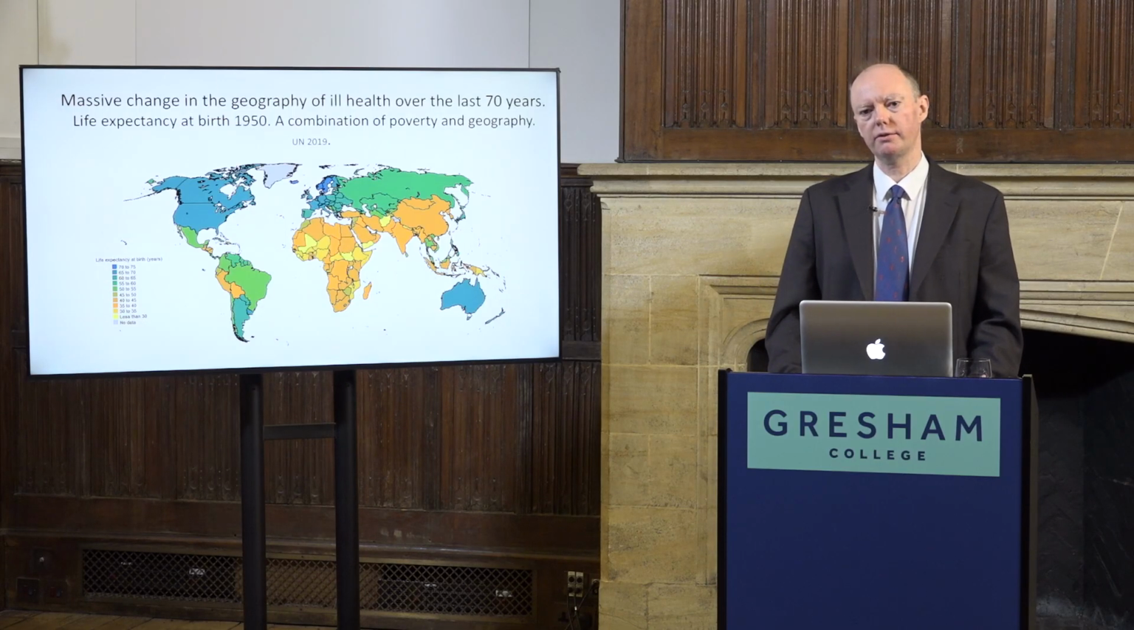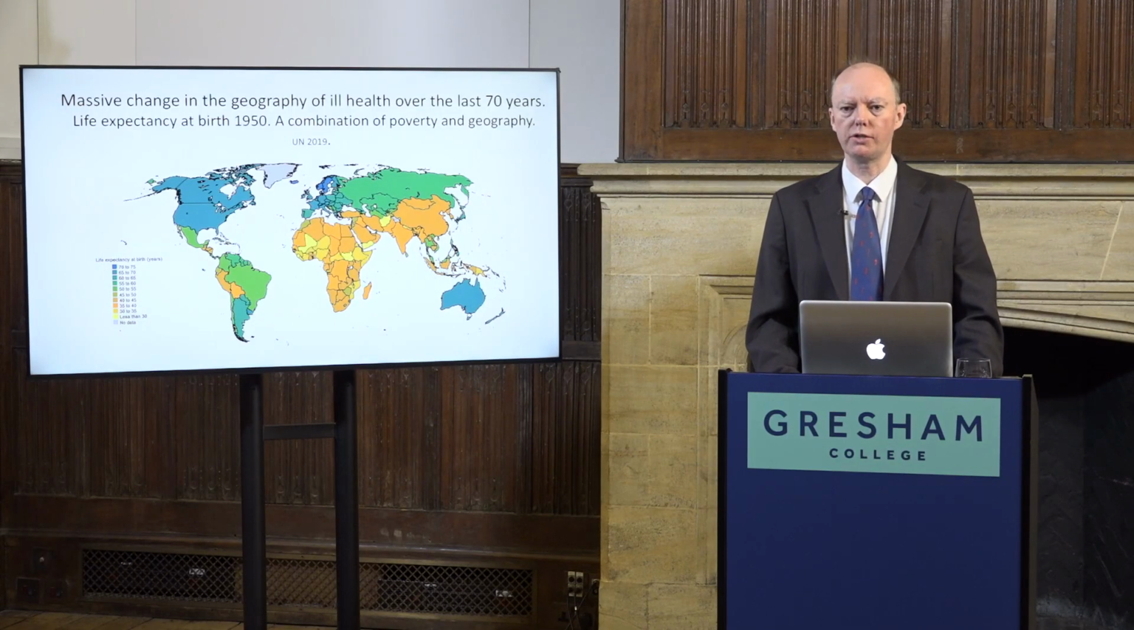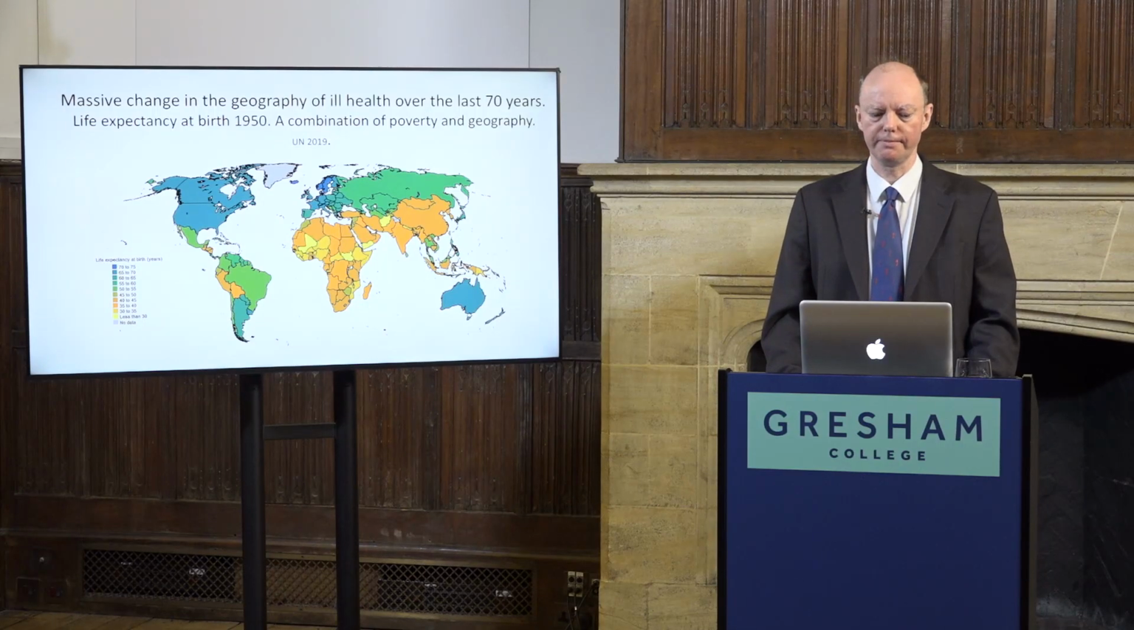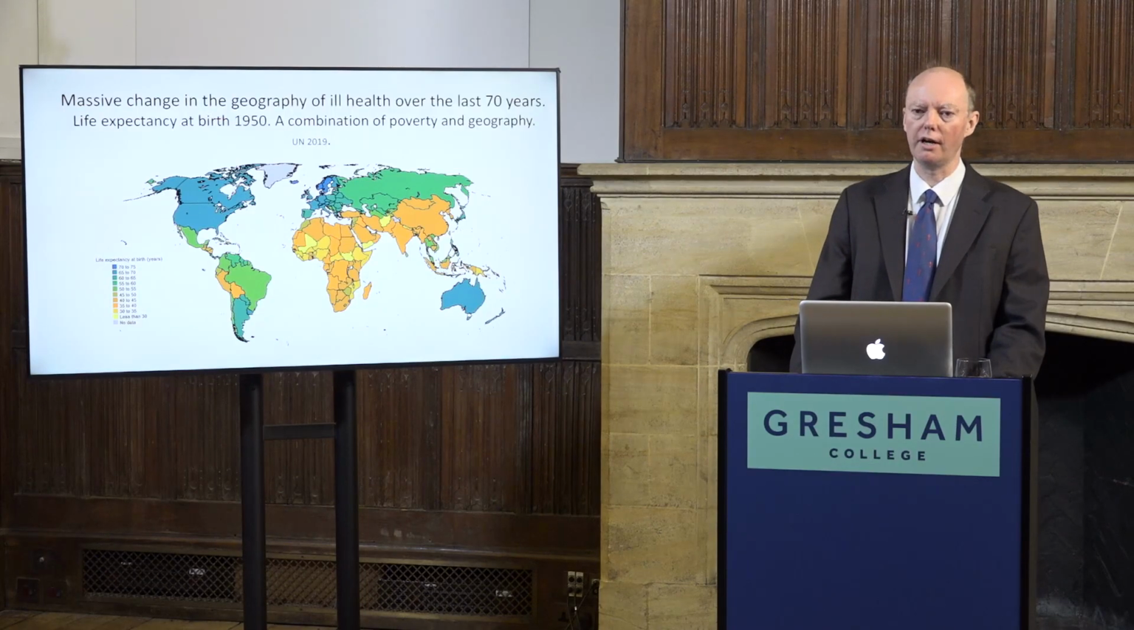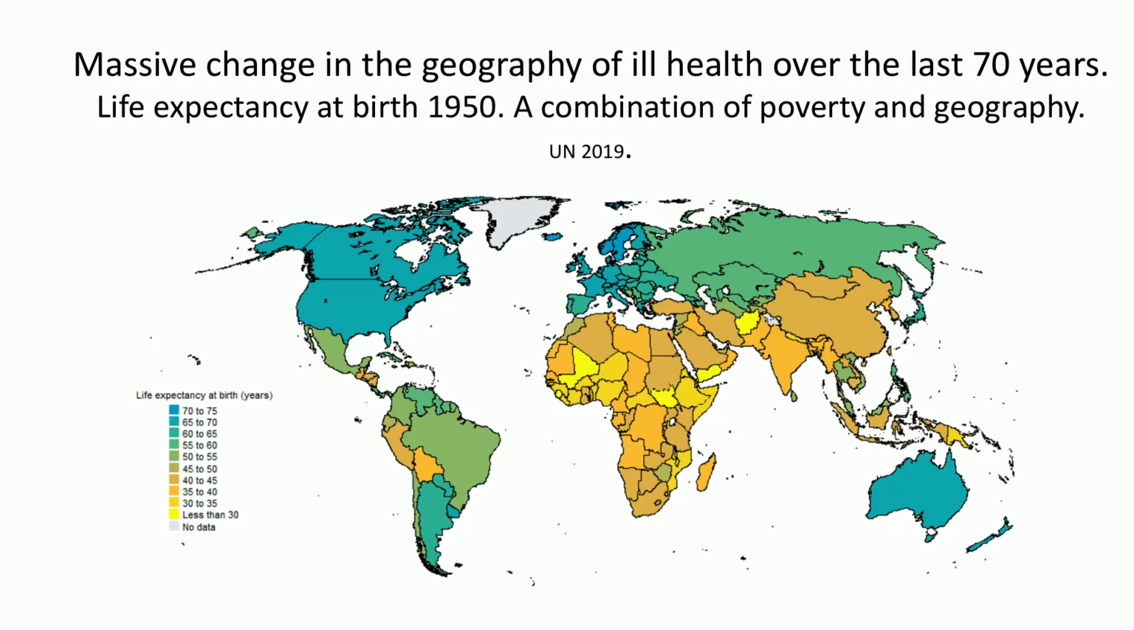Now, the next three or four slides are extraordinarily encouraging. There have been massive changes in the geography of ill health over the last 70 years. So this map of the world shows life expectancy at birth in 1950, a point when many people watching this lecture would have been alive. And anything in yellow or very light green, the life expectancy was less than 50. And in the very lightest yellow colours, less than 40.